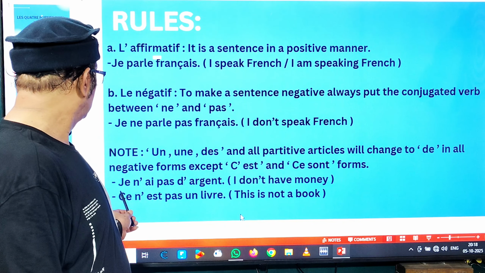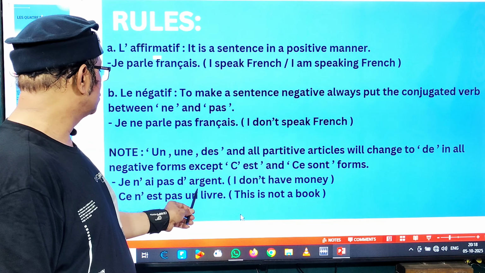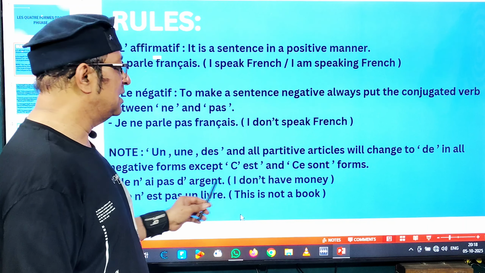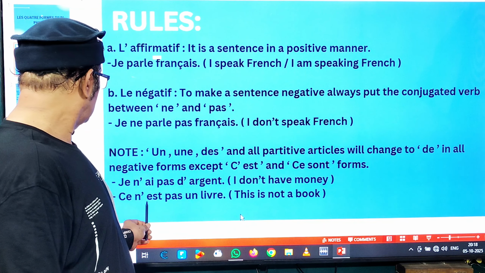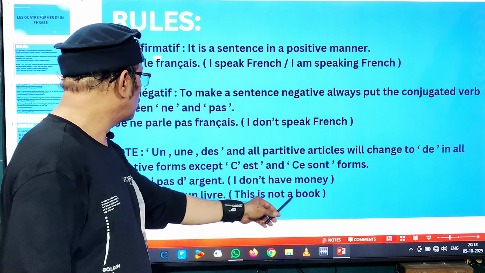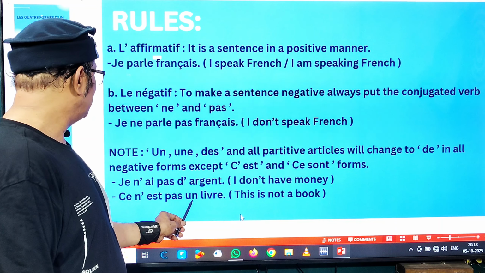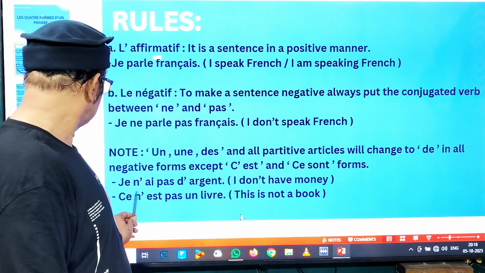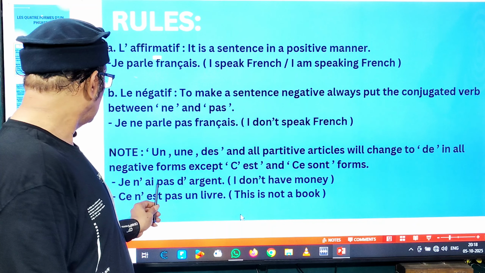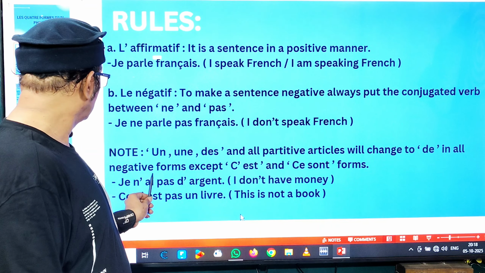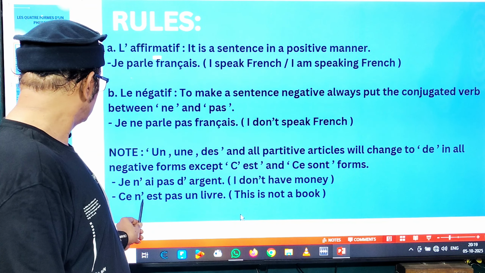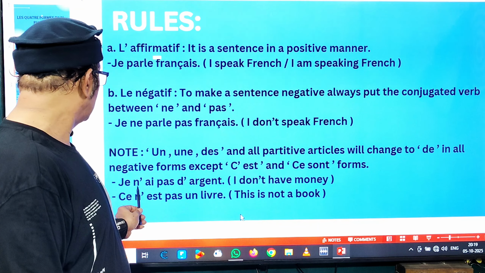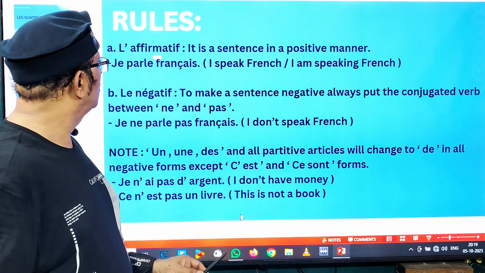In the example, you can see, je n'ai pas d'argent. I don't have any money. Ce n'est pas un livre. This is not a book. Here you can see the indefinite article remains the same. It will not change to DE because C'EST is there. Je n'ai pas: this is the conjugated verb, conjugation of avoir, which means to have. Here, ce n'est pas: this is the conjugated verb, conjugation of être, an irregular verb. Because a vowel is there, NE changes to N' here also.